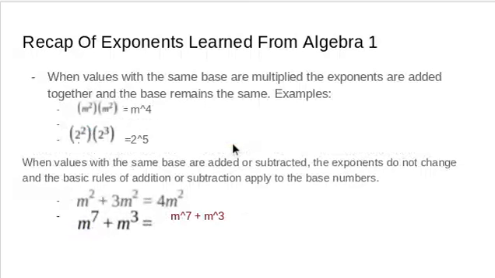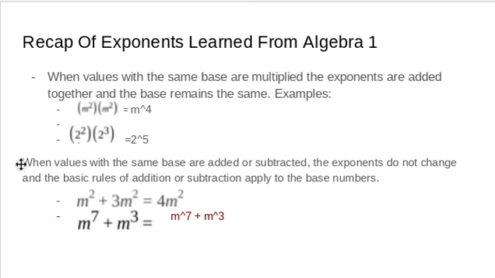Okay, so a recap of exponents learned from Algebra 1. When values with the same base are multiplied, the exponents are added together and the base remains the same. For example, in m squared multiplied by m squared, we basically just add the exponents, so 2 plus 2, and that will give us m to the power of 4. In 2 squared times 2 to the third power, we would just add the exponents together because they have the same base, and that would just give us 2 to the fifth.